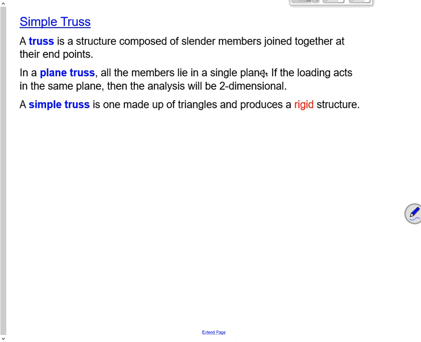To begin with, the first types of structures we're going to talk about are trusses. A truss is a structure that's composed of slender members joined together at their endpoints. A plane truss, which is what we're going to talk about to begin with, is one where all the members lie in a single plane. And if the loading also acts in the same plane, then the entire analysis for this structure is going to be two-dimensional, which is a good thing. A simple truss, which is what we're going to talk about, is one made up of triangles, and that produces a rigid structure.